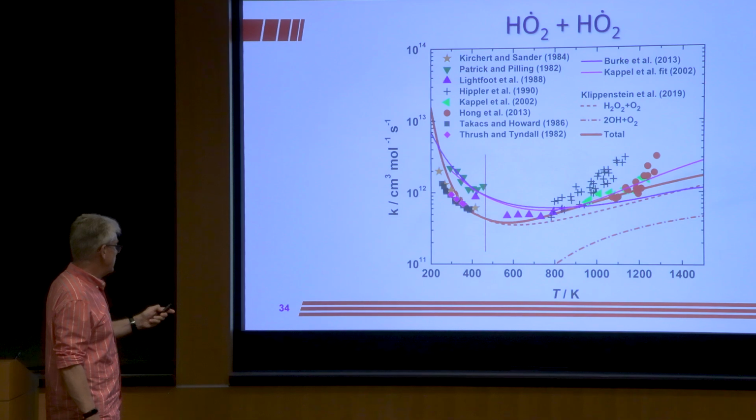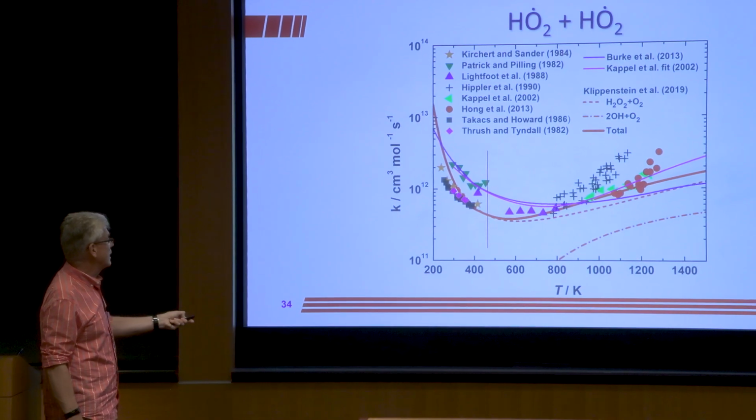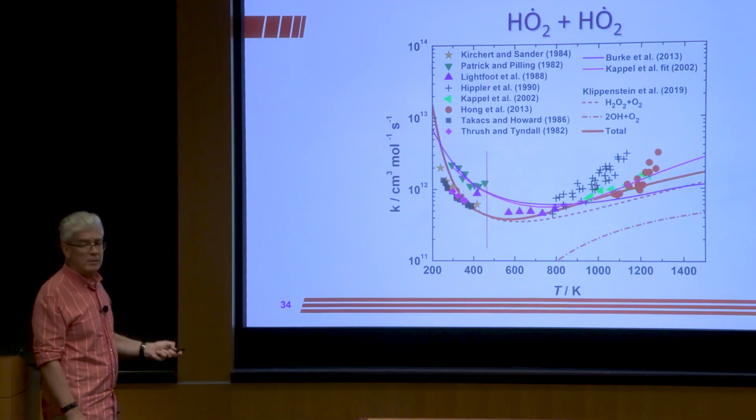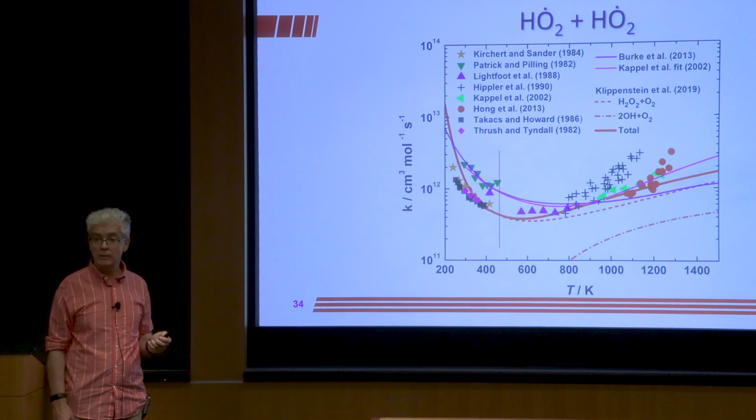Okay, but you can see Stephen's calculation is the solid line, and it matches very well, certainly within experimental uncertainty, the rate constant measurements that exist in the literature. Okay.